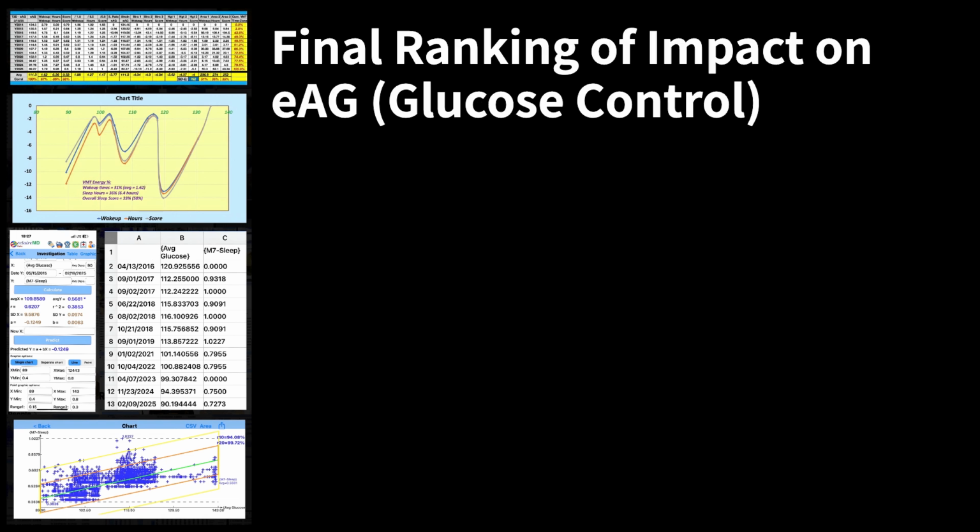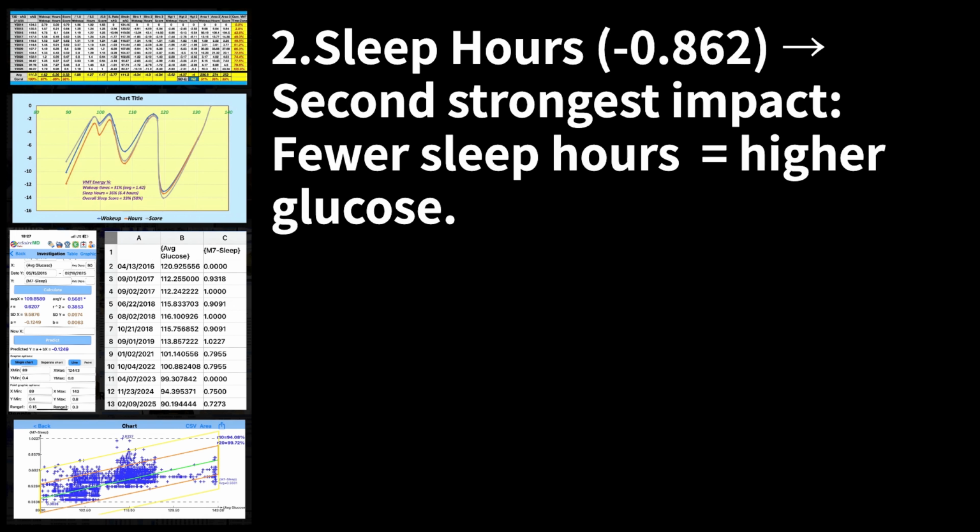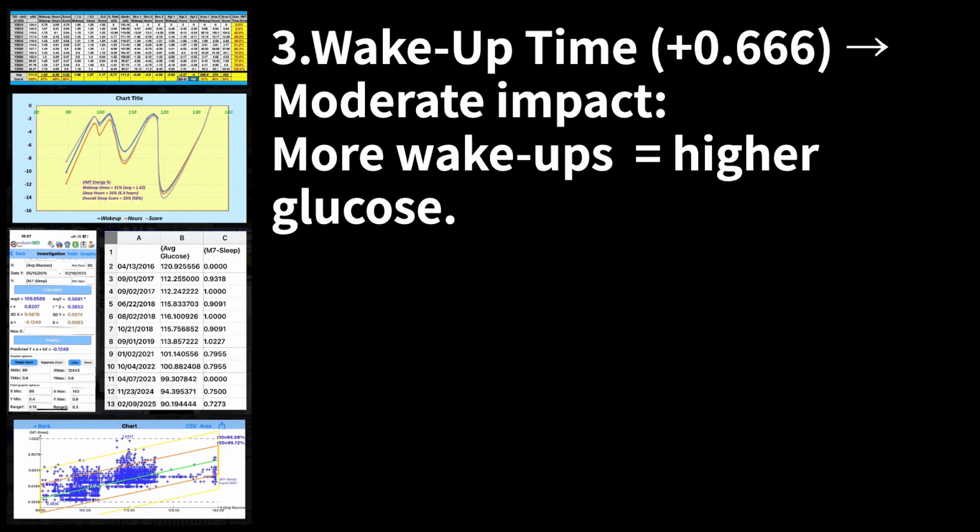Final ranking of impact on EAG glucose control. 1. Sleep quality score, +0.883, strongest impact. Poor overall sleep quality equals worse glucose control. 2. Sleep hours, -0.862, second strongest impact. Fewer sleep hours equals higher glucose. 3. Wake-up time, +0.666, moderate impact. More wake-ups equals higher glucose.